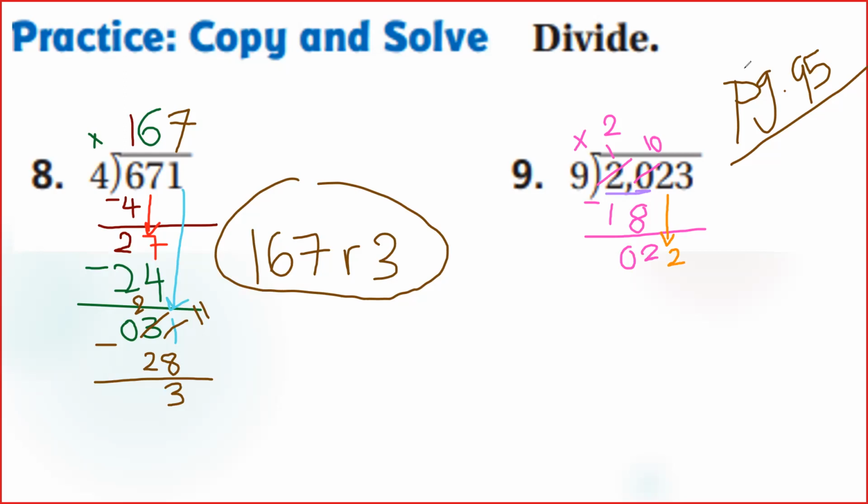Yeah, now 22 divided by 9. What's the number that I multiply by 9 to get 22 or less than 22? 18. Bravo, which is 9 times 2. 2 times 9 is 18. Okay, then 22 minus 18 is 4.